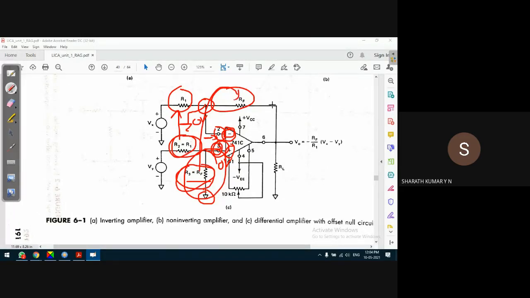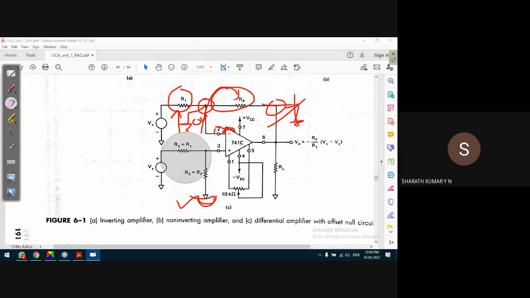But RF's other end is not connected to ground. This is very important. The other terminal is not connected to ground, but in this case R3 is connected to ground. If R3's other end is kept open, then terminal 3 will never be at zero potential. We want terminal 3 to be at zero potential to generate a virtual ground point.